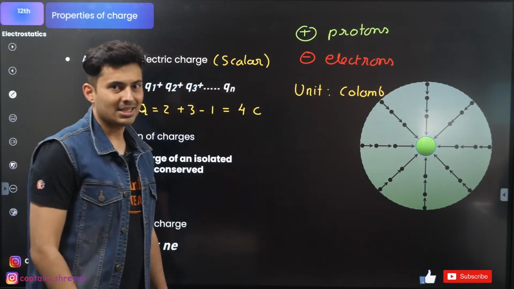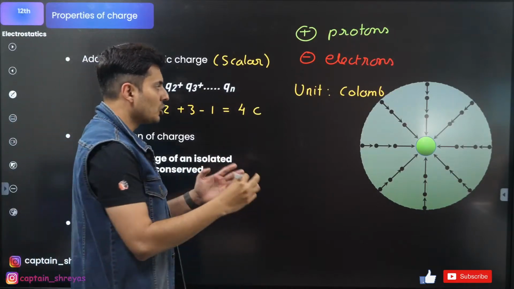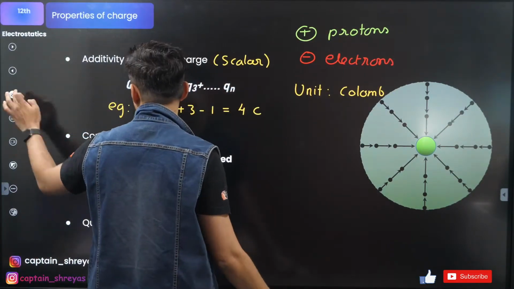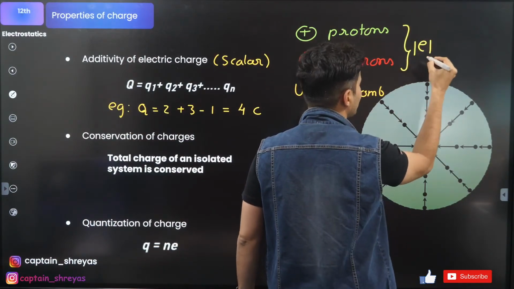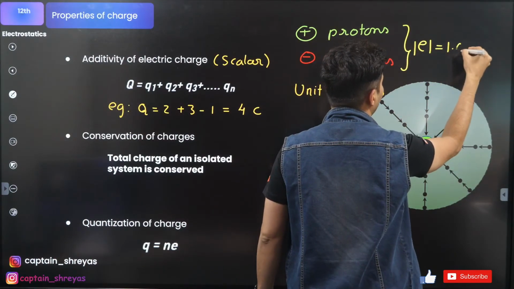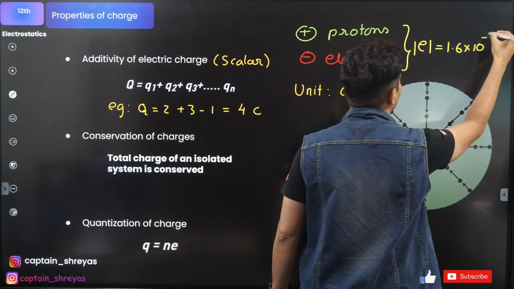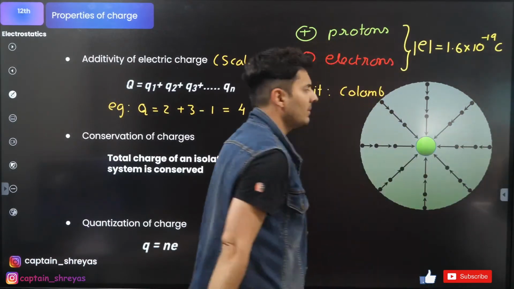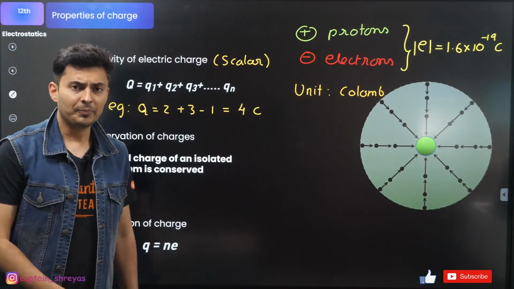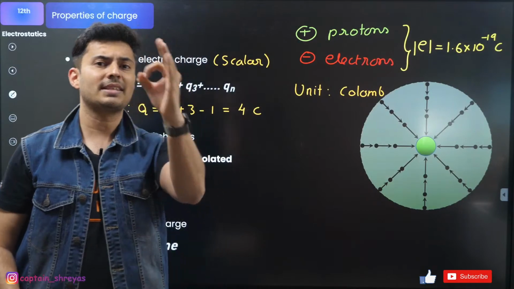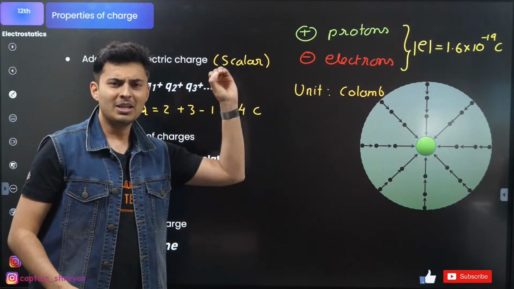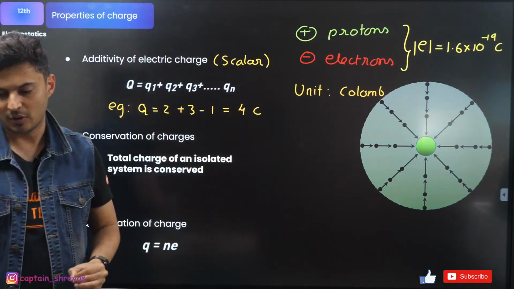Right? So the unit of charge is basically a coulomb, and you should know that either an electron or a proton has a magnitude of charge given by 1.6 into 10 to the power minus 19 coulomb. Yes, everybody knows this fact. Every electron or proton has a magnitude 1.6 into 10 to the power minus 19 coulomb, which is extremely small.